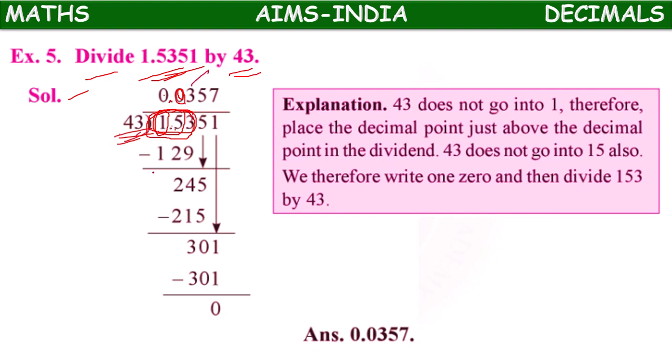43 3 times, 129. So 24 is remaining. Next 5 we will carry down. 43 5 times, 215. 30 remaining, 1 we will carry down. 43 7 times, 301. So 0. What is the answer? 0.0357.